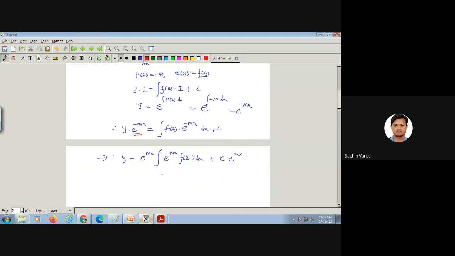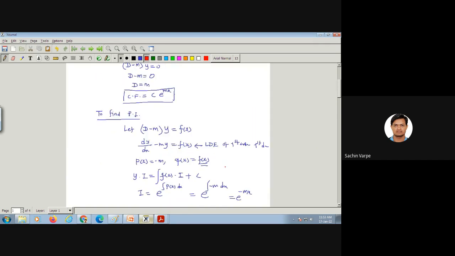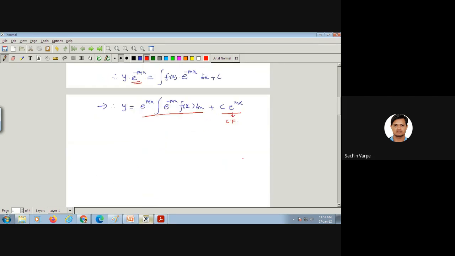this is a combination of two solutions, one plus second, and already we know that this is the complementary function we have calculated there. You can see here, this is the complementary function, isn't it? So the rest is our particular integral. Clear to everyone? So from here I got the formula that P.I.